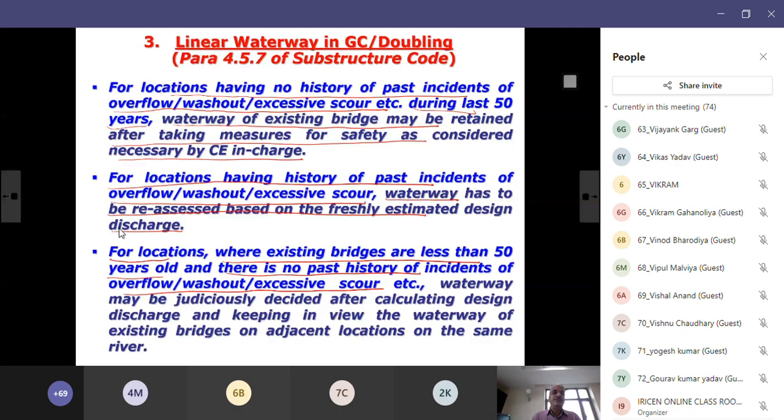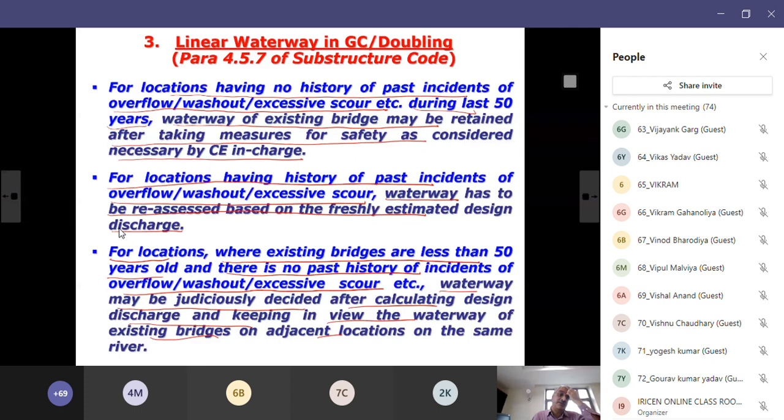If it is only a little bit extra, then you may decide, okay, let us retain the existing bridge. You will give some extra training or protection measures like that. So in those cases, you have to decide the waterway judiciously after calculating the design discharge and keeping in view the waterway of existing bridges at adjacent locations. How far they are, how we will give transition in between that waterway if you give extra waterway, or can we give less waterway, and its implications we examine.